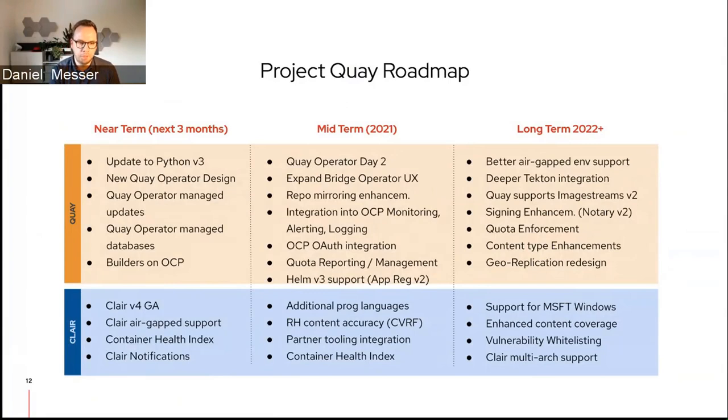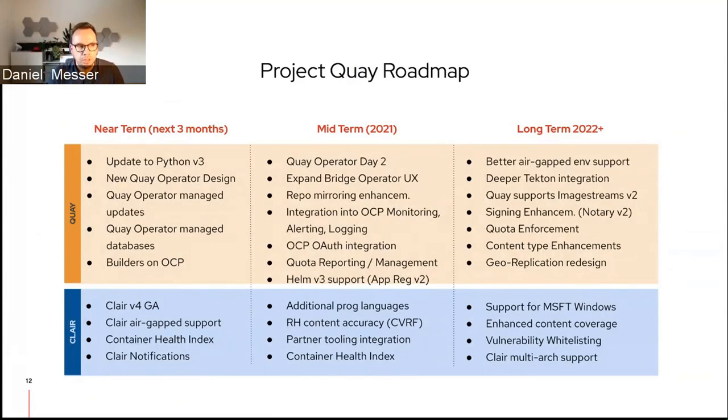Clair V4 has two big goals. One is notifications, which is going to be rewritten from scratch as part of Clair V4 being a completely new code base, and also having the ability to get vulnerability data from different sources, which is primarily driving the air-gapped deployment case. So if you want to run Clair in a disconnected environment with no network access, you need some sort of mechanism to constantly feed updates to the vulnerability database. And that's what Clair V4 at GA will deliver.